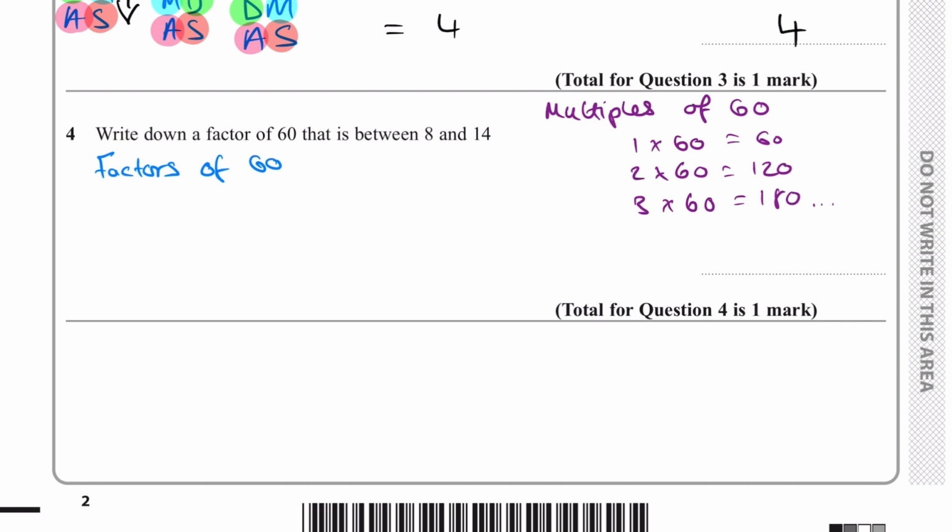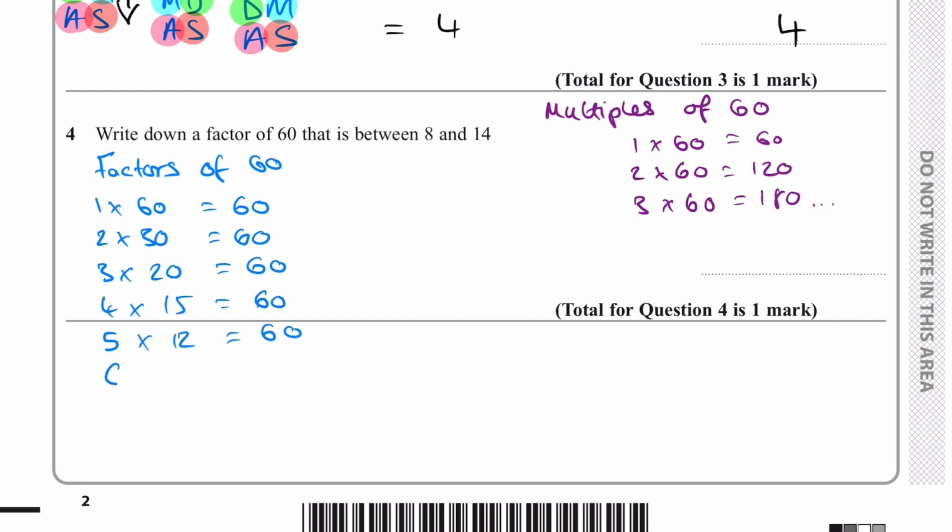To find the factors of 60, we list the factor pairs. 1 times 60 equals 60, 2 times 30 equals 60, 3 times 20 equals 60, 4 times 15 equals 60, 5 times 12 equals 60, and 6 times 10 equals 60. Now, from our list of factors, we need to find which one falls between 8 and 14. If we look at the two columns, we will see that 10 and 12 do. So we can pick either one of these as our answer. I'm going to pick 10 as my answer.